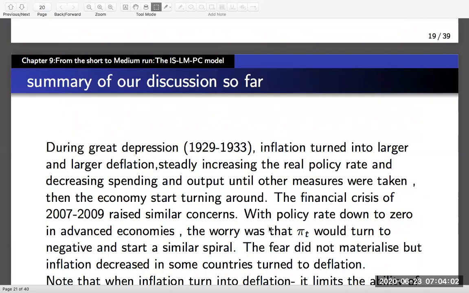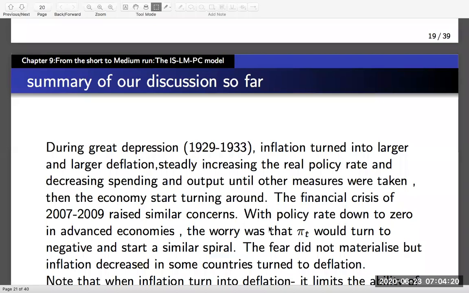Okay, summary of our discussion so far. During the Great Depression of 1929 to 1933, inflation turned into larger and larger deflation, steadily increasing the real policy rate and decreasing spending and output until other measures were taken. Then the economy started turning around.